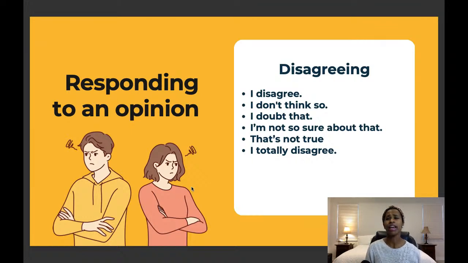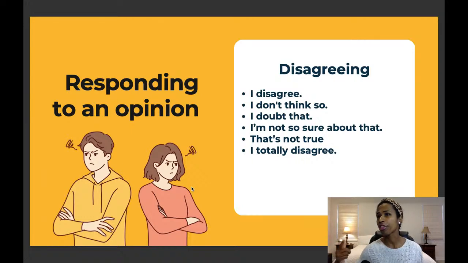I doubt that. And remember, doubt is also a good word. Although there is a letter B over there, you don't pronounce the letter B. You say doubt. I doubt that. So the B is silent. Forget the B over there.